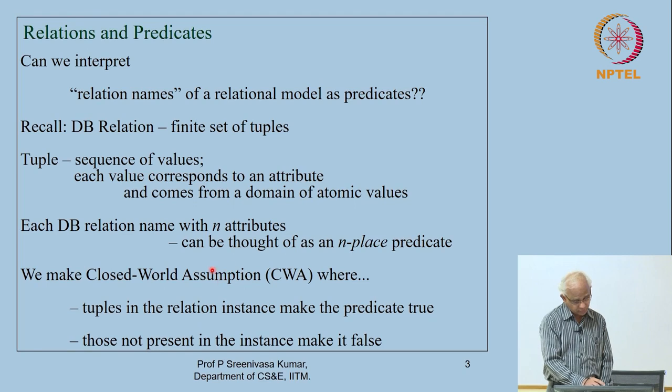Of course, we can interpret DB relations otherwise also, but we make this important assumption called the closed world assumption, so that things can work out well for us. Under this assumption, the tuples in the relation instance, if you substitute the whole tuple for the sequence of values in the predicate, then the predicate assumes truth value true, otherwise it is false.